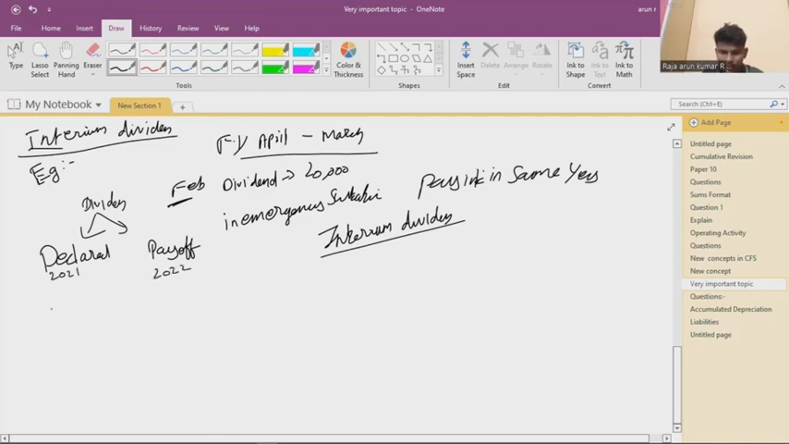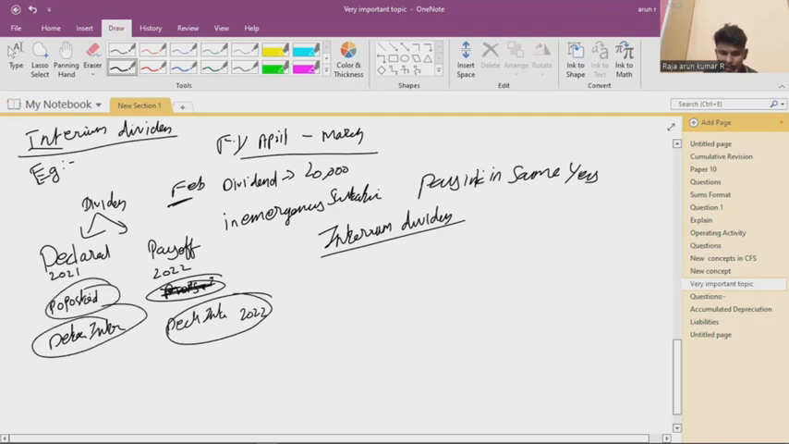Okay, 2021 they proposed, you take that. Don't concentrate on the spelling, just ignore it. Declared interim dividend 2021, that also you take. Proposed in 2021 is not taken. 2022 you ignore, not taken. You take the declared interim dividend in 2022. You take these three things: the proposal of the previous year, the declared interim dividend of the current year, and payoff.